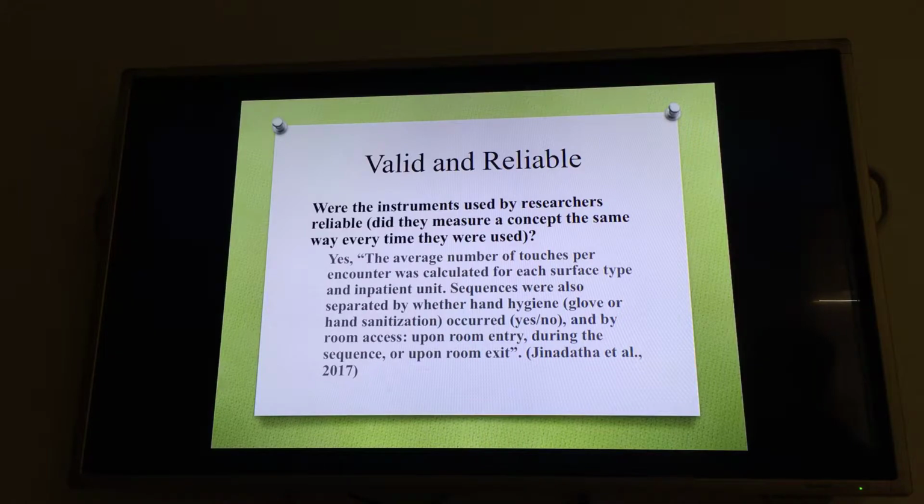Were the instruments used by researchers reliable? Did they measure a concept the same way every time they were used? Yes, the average number of touches per encounter was calculated for each surface type and inpatient unit. Sequences were also separated by whether hand hygiene, glove or hand sanitization occurred, yes or no, and by room access: upon room entry, during the sequence, or upon room exit.